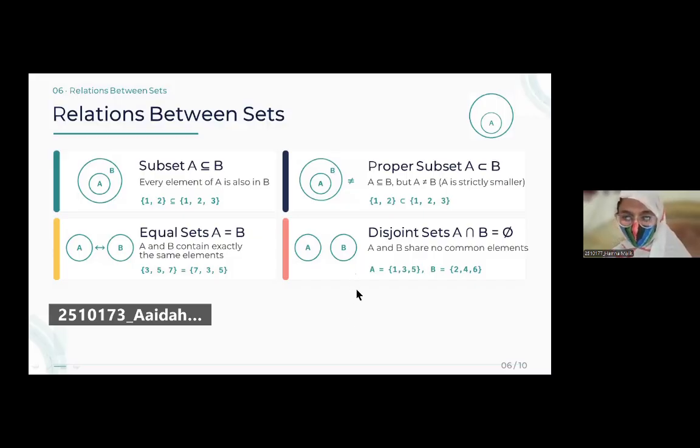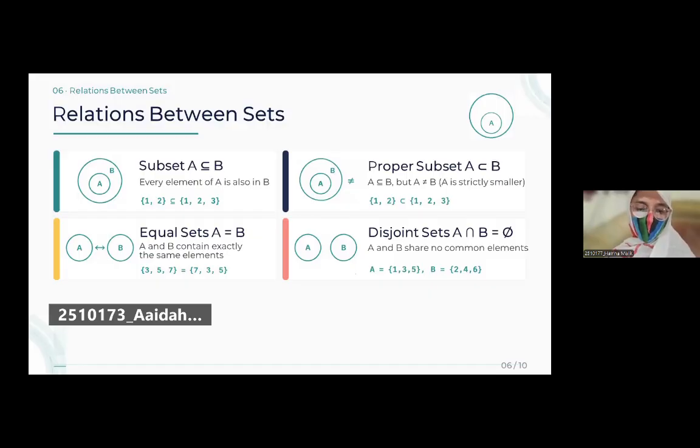Next is proper subset. A set A is a proper subset of set B if A is a subset of B, but they are not equal. This means set B must contain at least one element that is not in set A. Set A is strictly smaller than set B. In this example, you can see A is not equal to B. A contains 1, 2, and B contains 1, 2, and 3. A is strictly smaller than B.